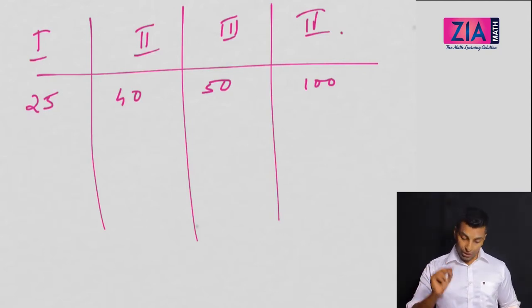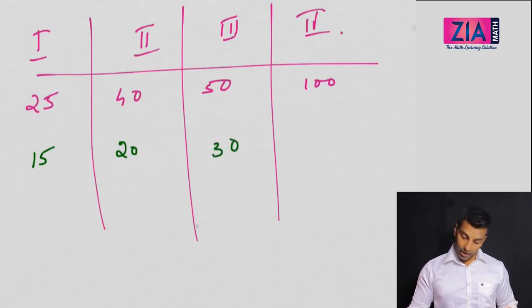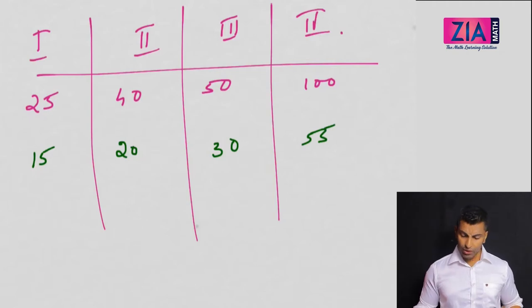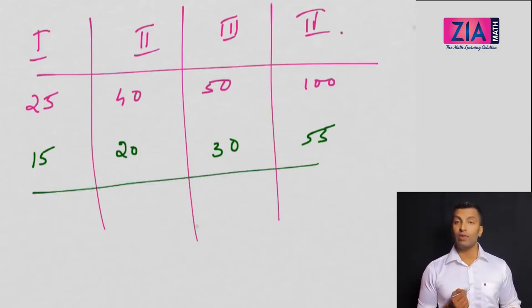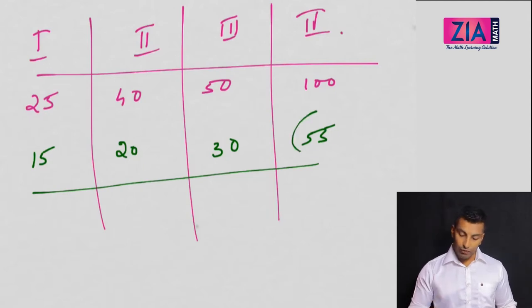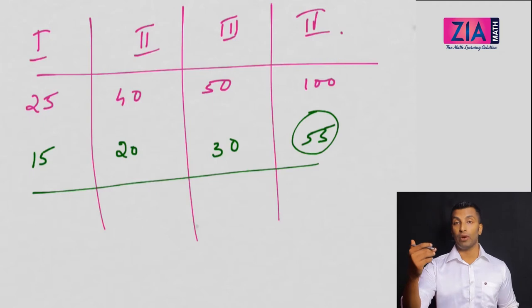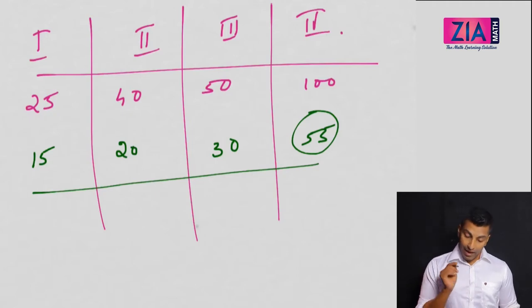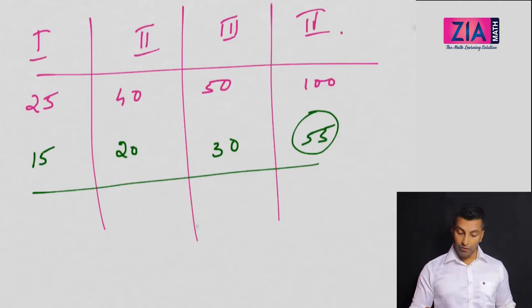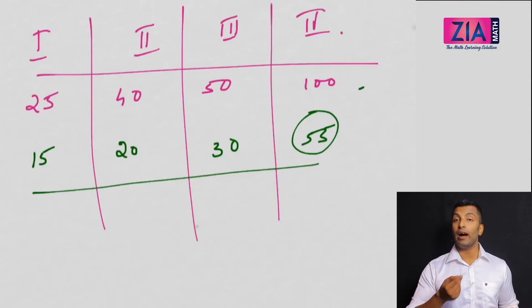Now the marks you scored, let's say you scored 15 here, 20 here, 30 here, and here you scored 55. Now if I ask you in which paper, 1, 2, 3 or 4, you performed better, by looking at this it is very difficult to judge, right? You may say I got 55 here, so I performed better in paper 4, but is that correct? You cannot say that, because the base is different. So that's the reason why we need to know percentage.